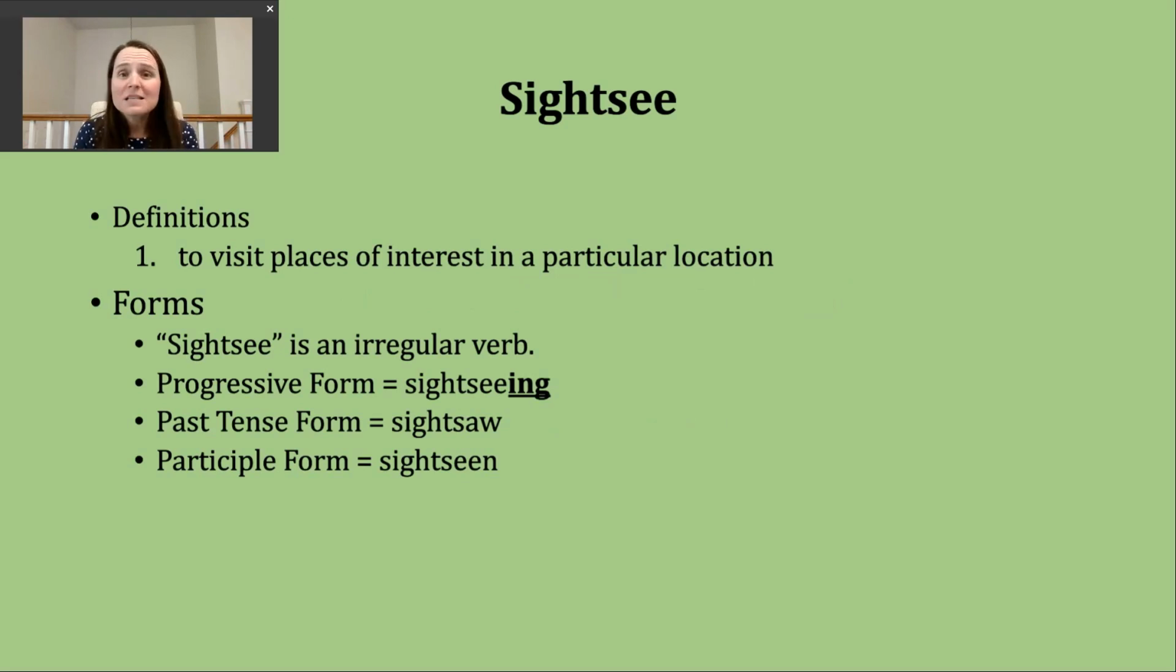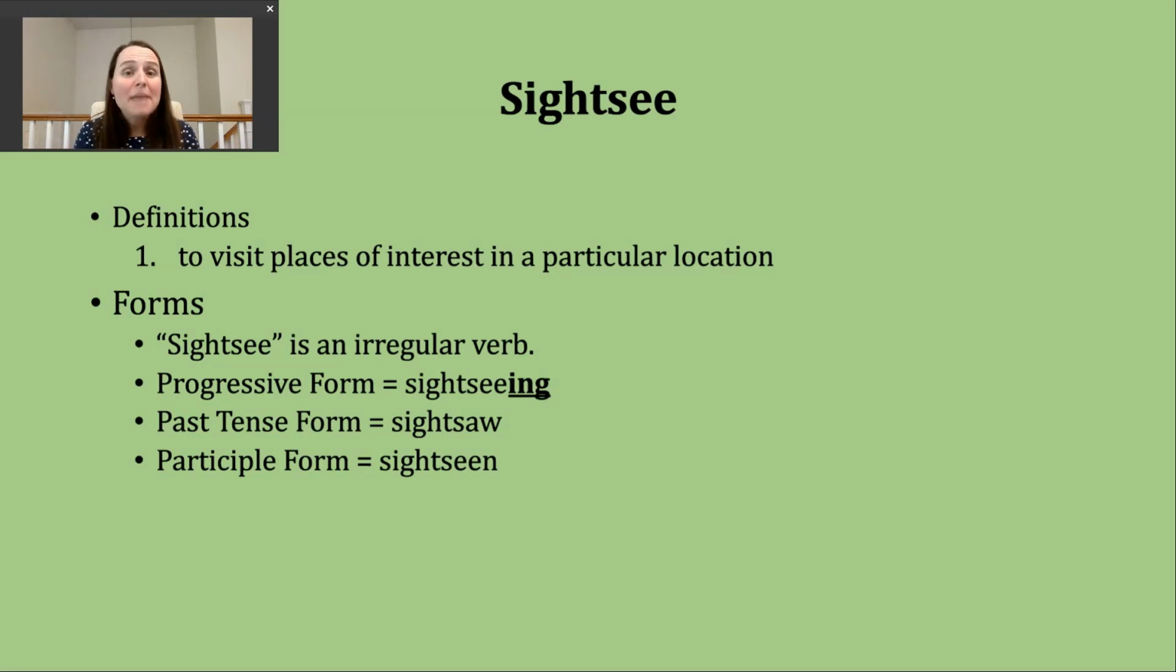So, this verb is a compound word, sight, right? Kind of referring to a location, right? And see. Right? So we're trying to see places. This is really the only way that this particular verb gets used, its only definition. It is an irregular verb, and it's going to follow the same pattern we observe with the verb see.